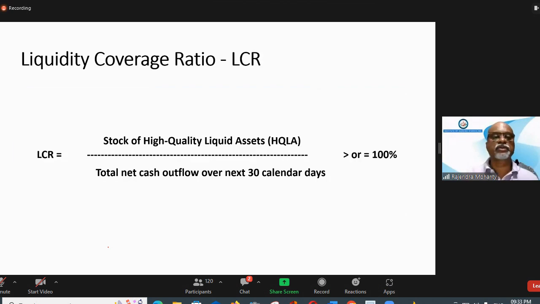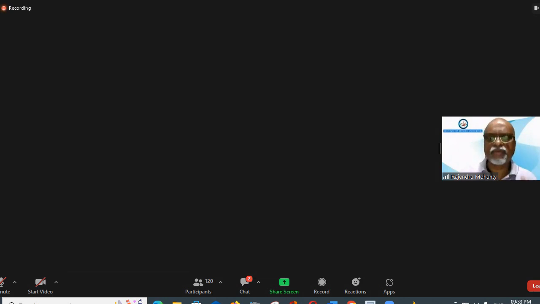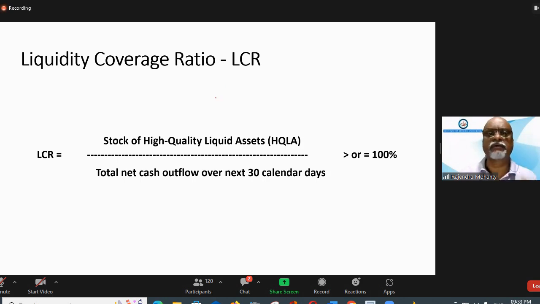Some things you have to also see. There is a thing called liquidity coverage ratio. The purpose of this liquidity coverage ratio is that banks have to maintain a short-term liquidity fund to get over the short-term liquidity crisis. If there is some liquidity problem, for that purpose, the bank has to maintain the liquidity coverage ratio.